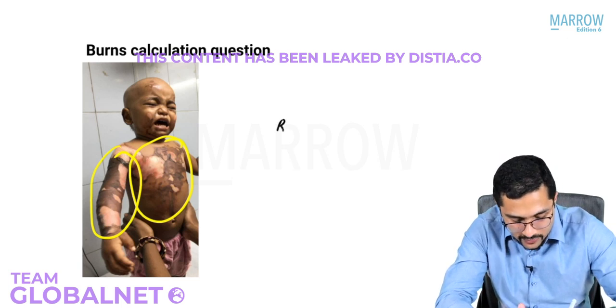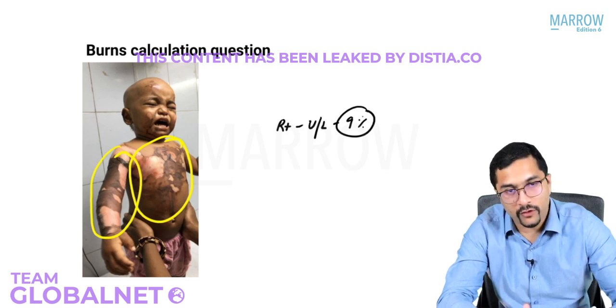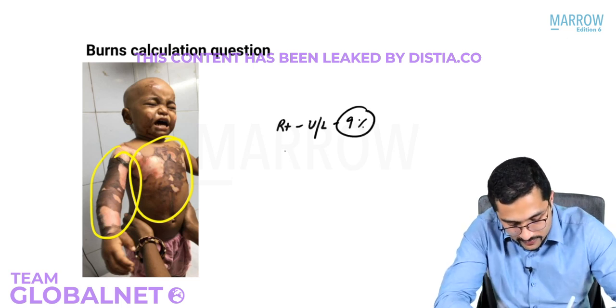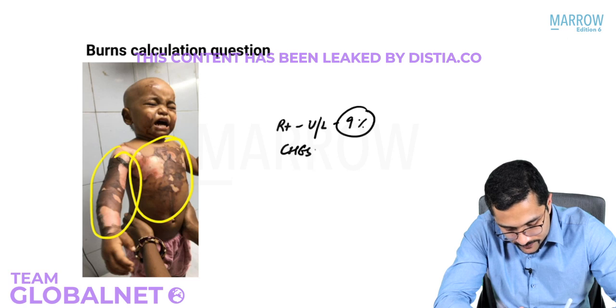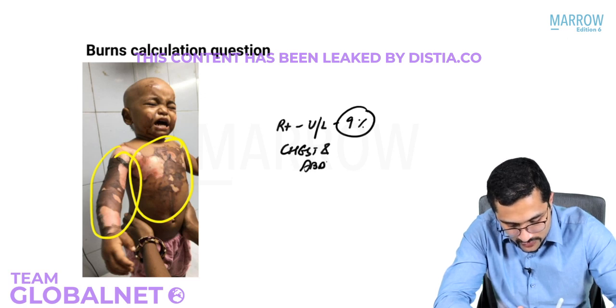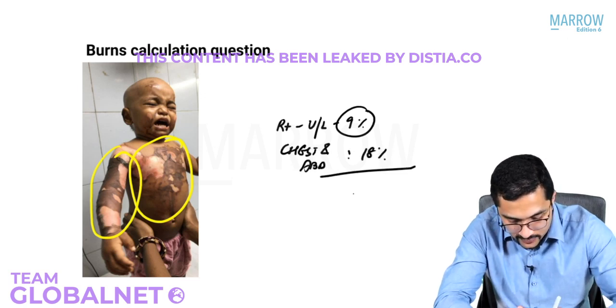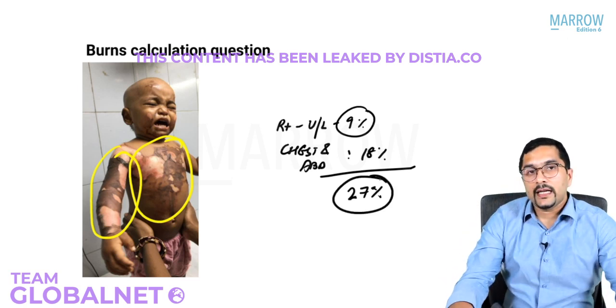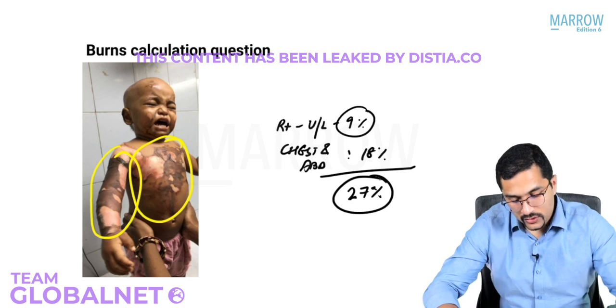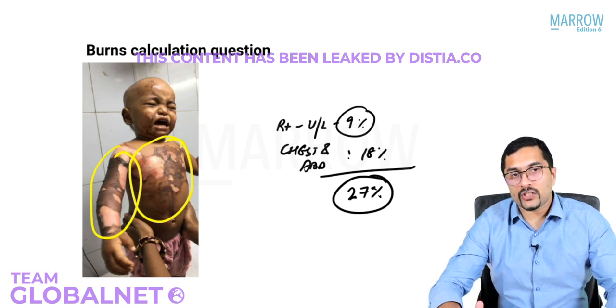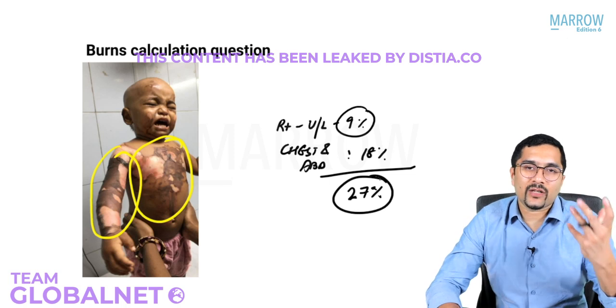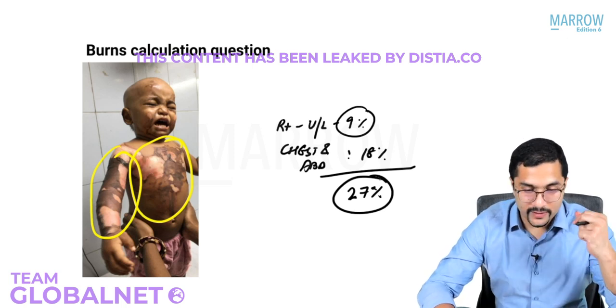So right upper limb in this would be 9%, front and back 4.5, 4.5. And here we have chest and abdomen, which is 18%. So 27% is the total body surface area burned in this child. Okay, in this child. So you can be asked such questions as well, where you can be shown an image and you can be asked to calculate the total body surface area burnt.